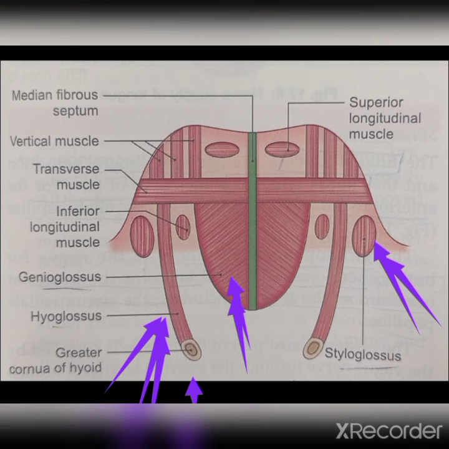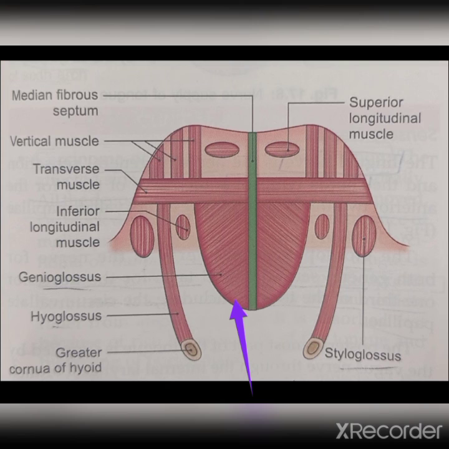Friends, now talking about the functions of each muscle. Genioglossus muscle here, it helps in the depression of the tongue, so it depresses the tongue, and it pulls the posterior part of the tongue forwards and protrudes the tongue. And friends, remember the point, it is also known as the life-saving muscle.